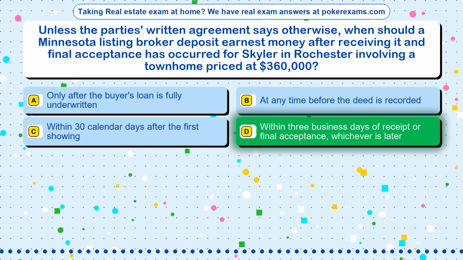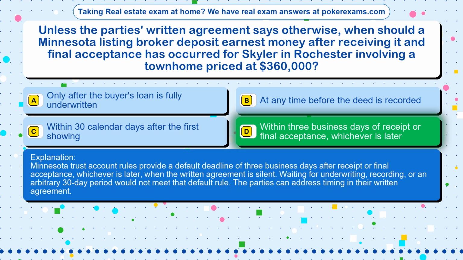The correct answer is option D, within 3 business days of receipt or final acceptance, whichever is later. Minnesota trust account rules provide a default deadline of 3 business days after receipt or final acceptance, whichever is later, when the written agreement is silent. Waiting for underwriting, recording, or an arbitrary 30-day period would not meet that default rule. The parties can address timing in their written agreement.